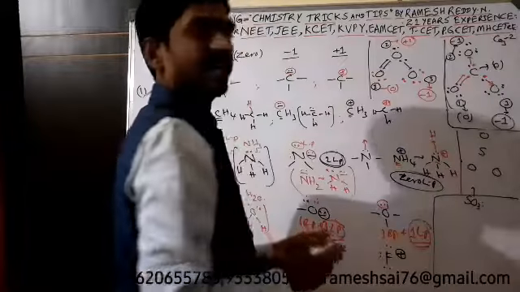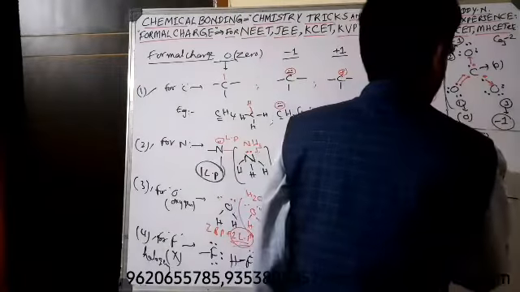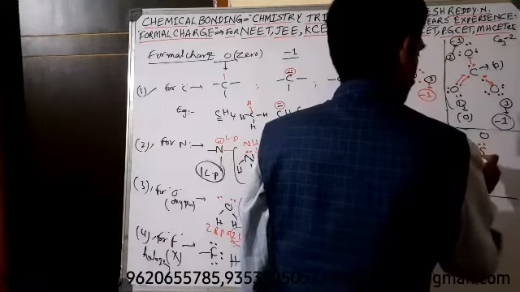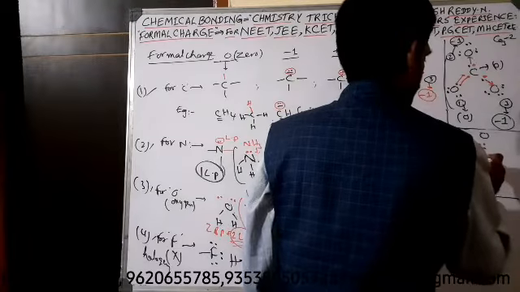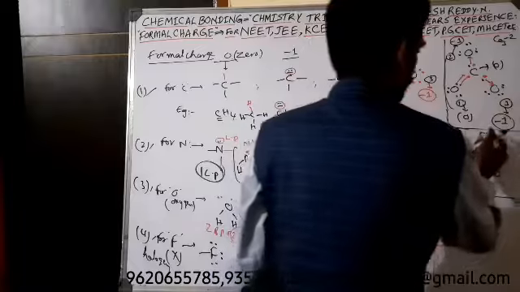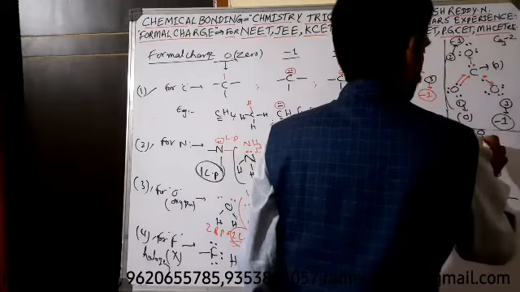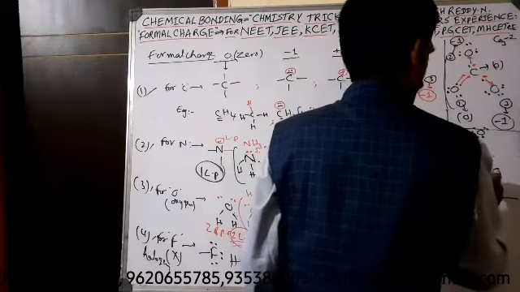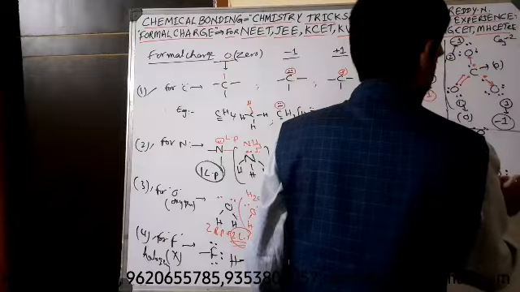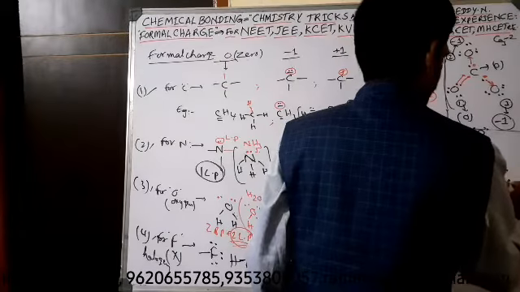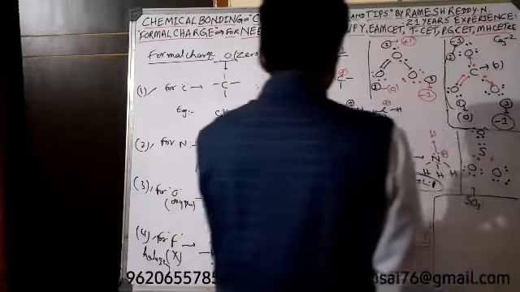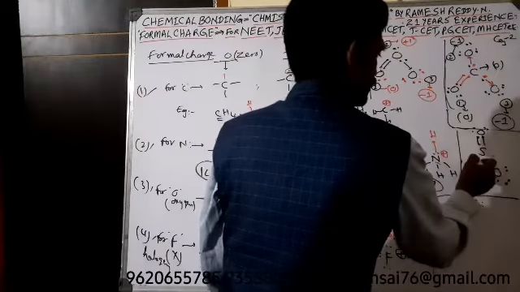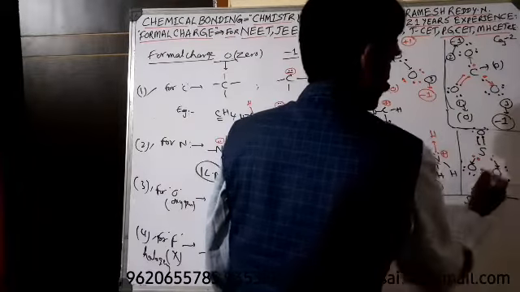And here, sulphur has how many valence electrons? 6 valence electrons: 1, 2, 3, 4, 5, 6. Each oxygen also has 6 valence electrons. You have to represent that also: 1, 2, 3, 4, 5, 6 for each oxygen. Now this sulphur provides 2, oxygen provides 2, and forms a double bond. This sulphur forms coordinate bonds with the other two.